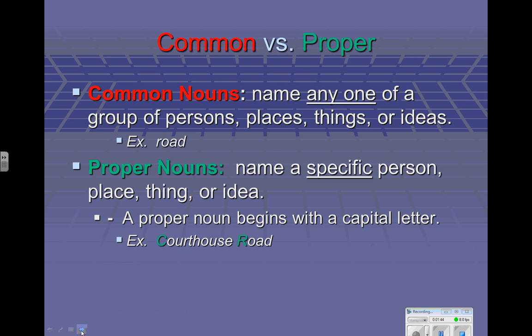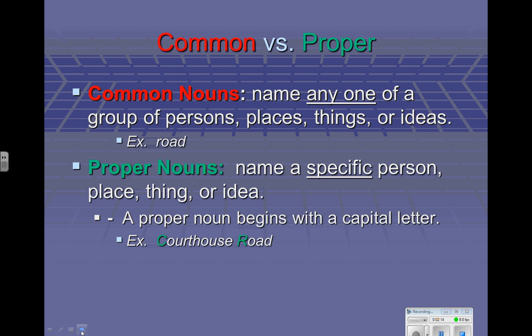So let's start with the basics, the one that we are probably most familiar with, common versus proper nouns. Common nouns are very general. That's the key word that you want to remember with them. They are general. They can name any one of a group of people, places, things, or ideas. For example, if I say the word road, okay, you all know what I'm talking about, but you don't know exactly which road. Sometimes we need to be more specific, sometimes we don't.